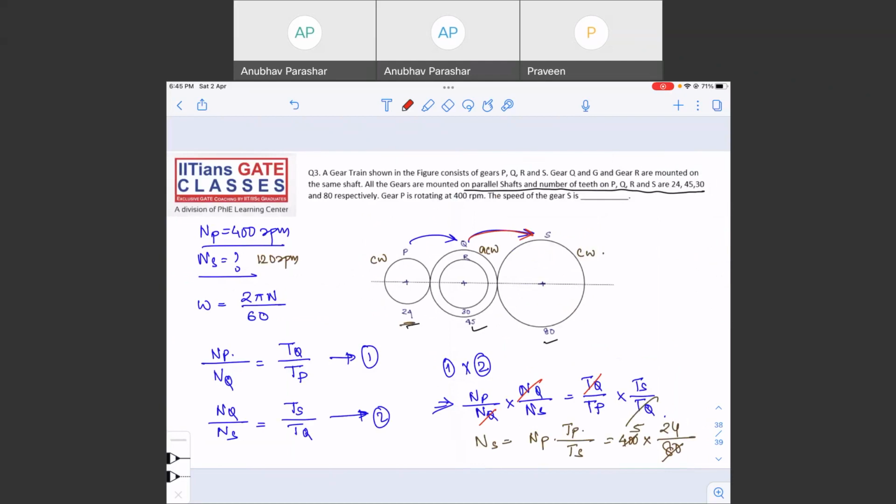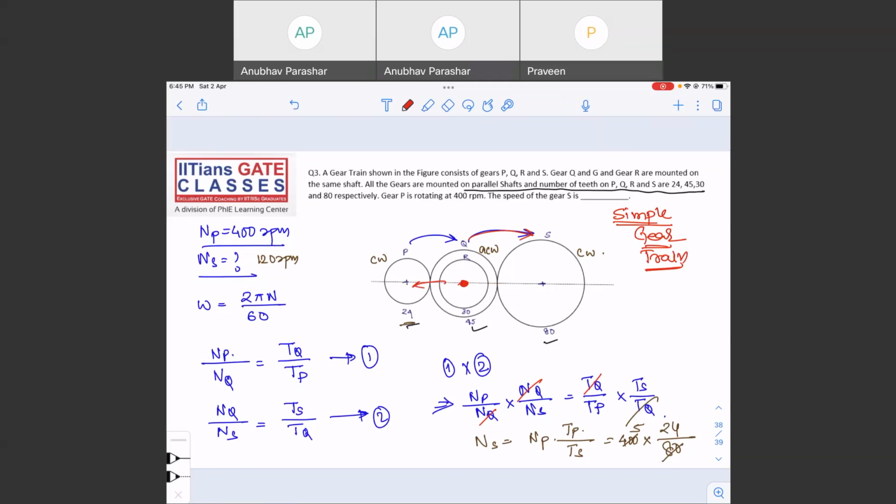Okay. Now this is one of the questions we have done. Here you can see gears Q and R are mounted on the same shaft, but still this is not a compound gear train, it is a simple gear train. Why so? Though gear R is mounted on the shaft where gear Q is also mounted, gear R is not in use. Is gear R being used? No. It is neither connected to P nor connected to S. So just leave behind gear R, right? That is why it is a simple gear train. It is not a compound gear train, right?